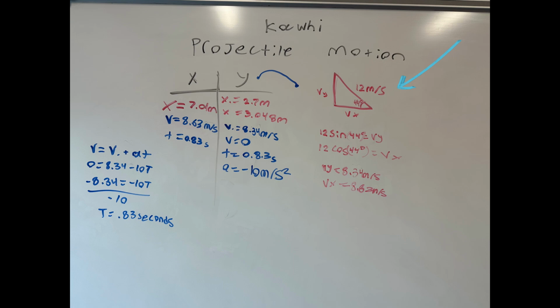This led us to be able to solve for the velocity in the Y and the velocity in the X. So we took 12 sine of 44 degrees to get the velocity in the Y, which was 8.34 meters a second. And we took 12 cosine of 44 degrees to get the velocity in the X, which is 8.63 meters a second. This led us to be able to solve for time because V equals V naught plus AT. So we did 0 equals 8.34 minus 10t, and this led us to solve time as 0.83 seconds from when he released the basketball to when it hit the rim.